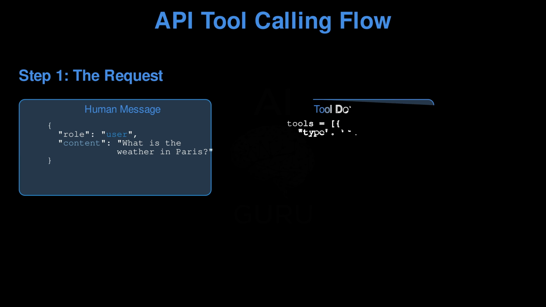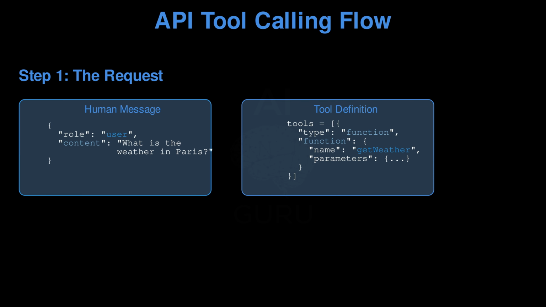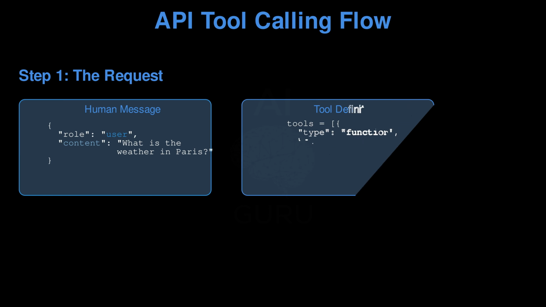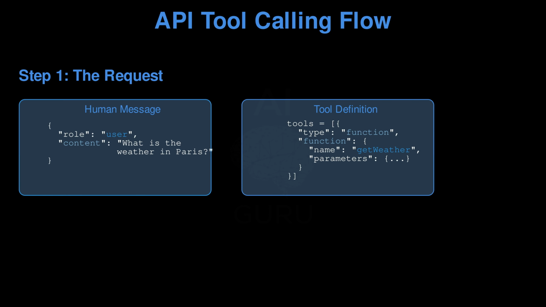Okay. The scenario. A user asks, what is the weather in Paris? We have a function available called getWeather. Walk us through the message flow. Step 1 is the user asking. Okay, step 1. The request. You send a human message, content, what is the weather in Paris? And crucially, in the API call, you also pass a tool definition that describes your getWeather function.